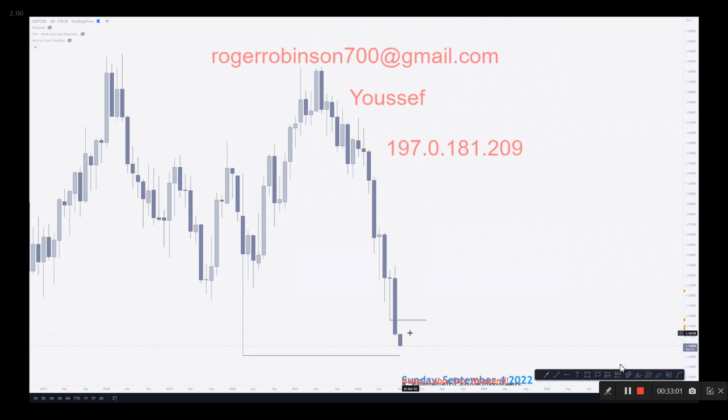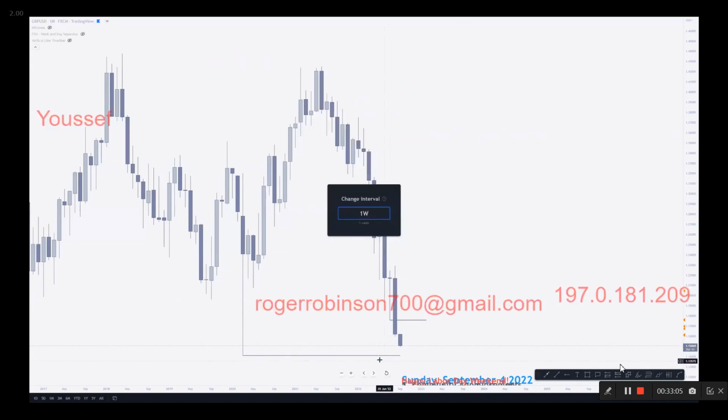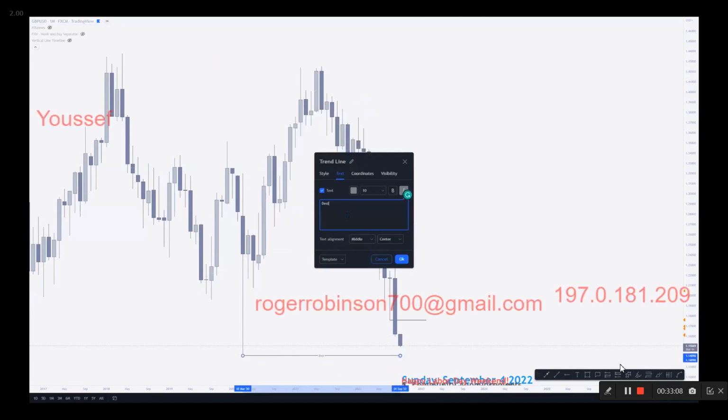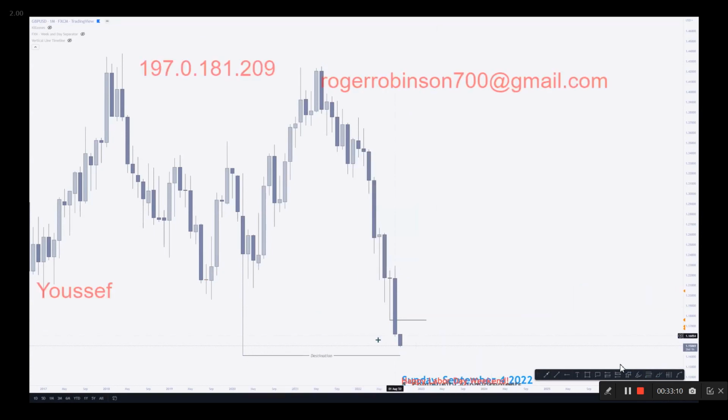So at this moment, what I'm going to be considering or factoring in is 116. Let's get to the 1 week. We already have our major inducement. This is the destination, so we're going to label this as the destination. In order for us to get to the destination, we have to identify where the gas is, internally.